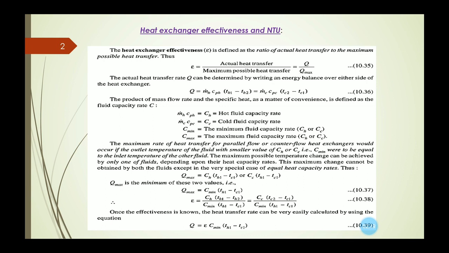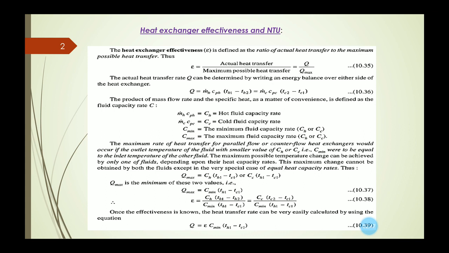Now there are some other terminologies. Capital Ch is the heat capacity rate, or water equivalent, for the hot fluid. Then Cc is the cold fluid capacity rate. Then C min is the minimum fluid capacity rate, which is Ch or Cc. And then C max is the maximum fluid capacity rate, that is Ch or Cc. So based on the values you will say that it is C min or C max.